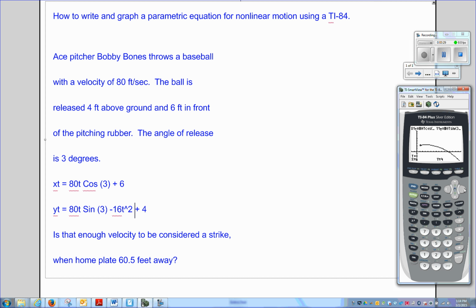So at time 0, the ball's being released 6 feet in front of the pitching rubber, 4 feet high, and at its highest it's somewhere right around 4 feet, or 4.25 feet, somewhere right there. And I can say, well, I get pretty close, there's 50, the pitching mound and home plate are about 60 feet apart. So it looks like it may actually come up a little bit short.